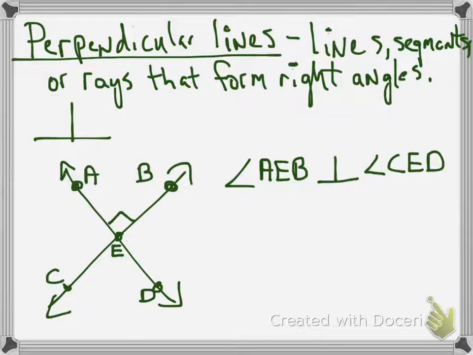Finally, any lines, segments, or rays that form right angles are called perpendicular lines. Now, the symbol we use for perpendicular is this little upside down T. So, when I say AEB, and I see this little square here, then I know that's a 90-degree angle. And then, knowing that this is 90, these two have to be opposite rays. Thus, I could say AEB is perpendicular to CED.